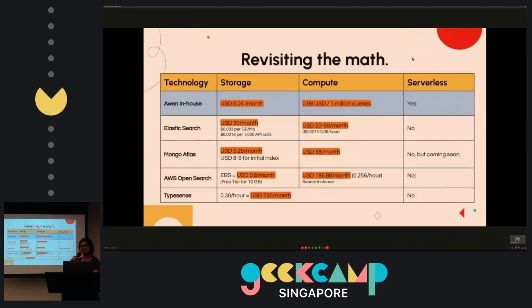And let's revisit the math now. So as compared to the rest, this is what it looks like. We are spending 4 cents on storage, we're spending 8 cents per million queries for compute, and yes, we are serverless, we go down to 0.